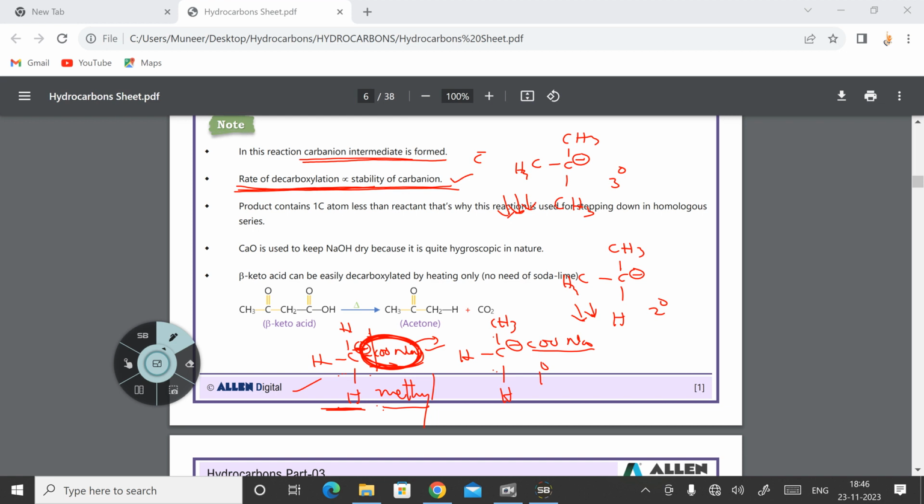Okay, right. See, the product contains one carbon atom less than the reactant. That is why this reaction is used for stepping down. As I said earlier, one carbon is reduced, so it is stepping down.